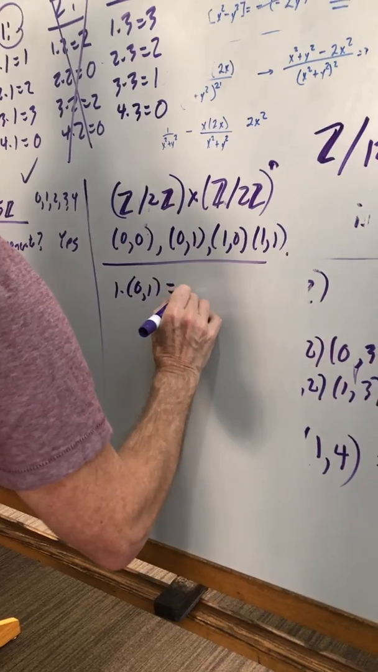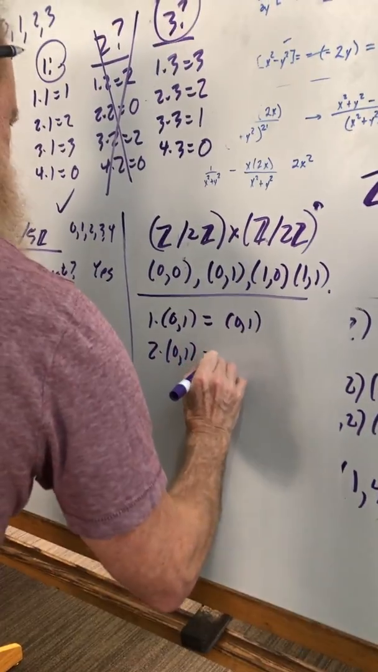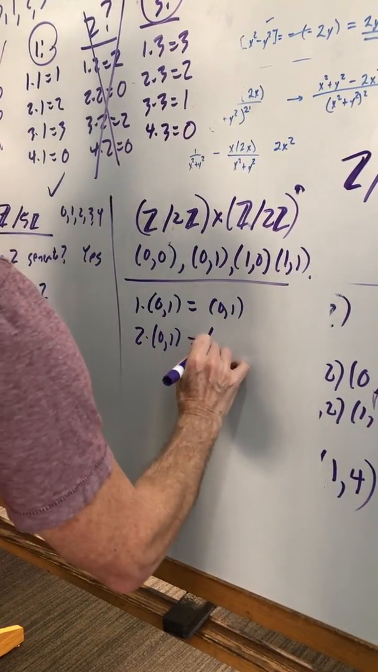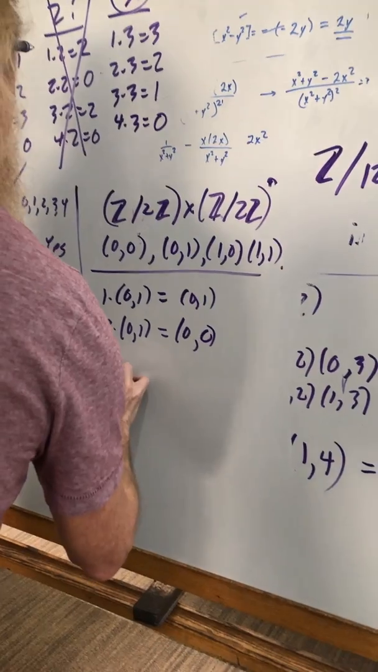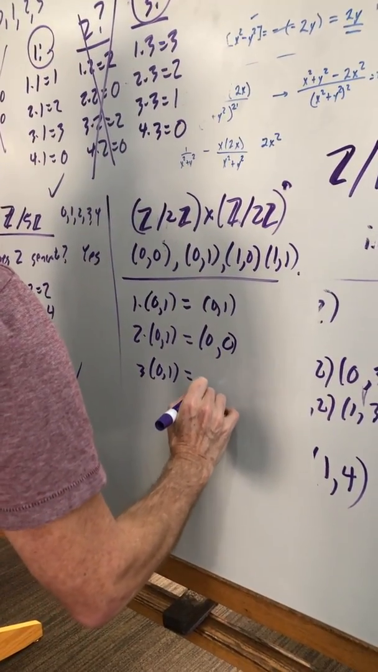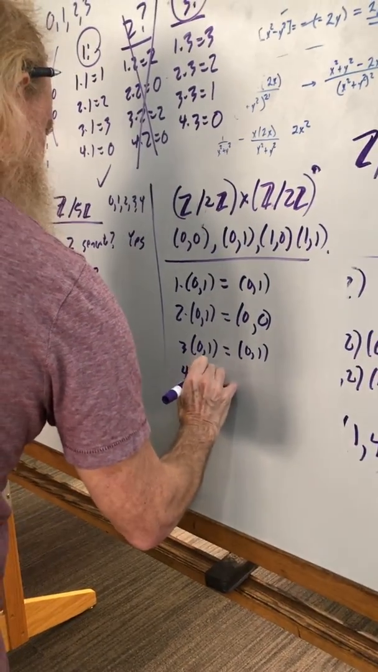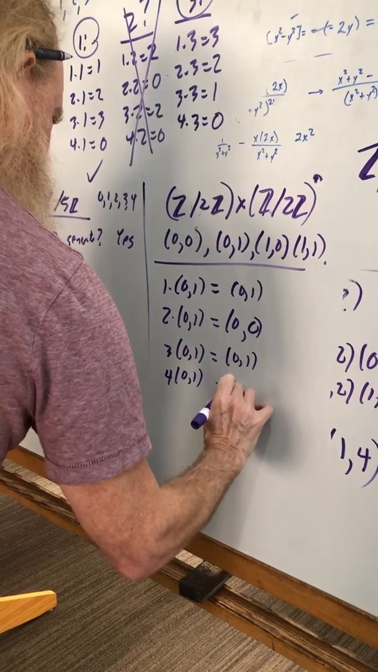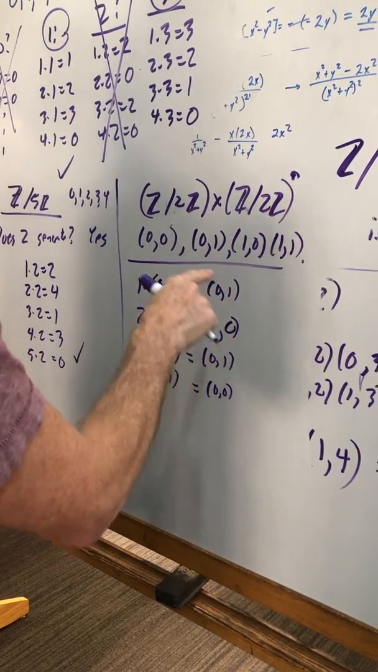1 times (0,1) is (0,1). 2 times (0,1) is what? (0,0). Is it (0,0)? Yep, (0,0). 3 times (0,1) is (0,1). 4 times (0,1) is (0,0). So it repeats itself.